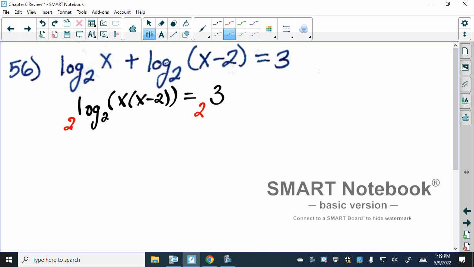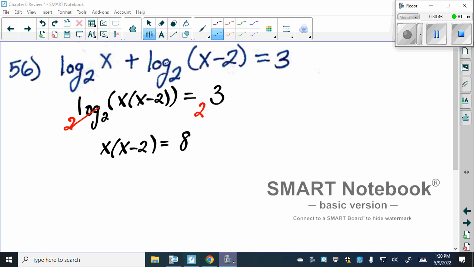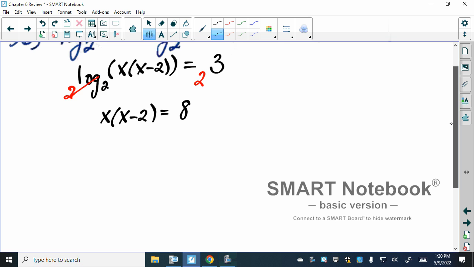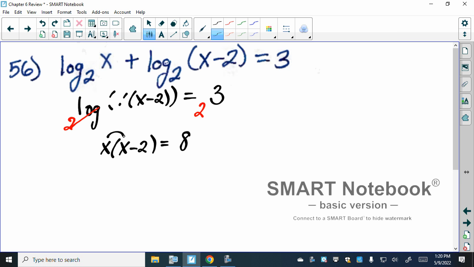Because 2 to the log base 2 will cancel, leaving me with x times x minus 2 is equal to 2 to the third. Now 2 to the third will simplify nicely, because 2 times itself 3 times would be 8. Now on the left-hand side, we do need to distribute the x. So we can say x times x is x squared. X times negative 2 would be negative 2x is equal to 8.